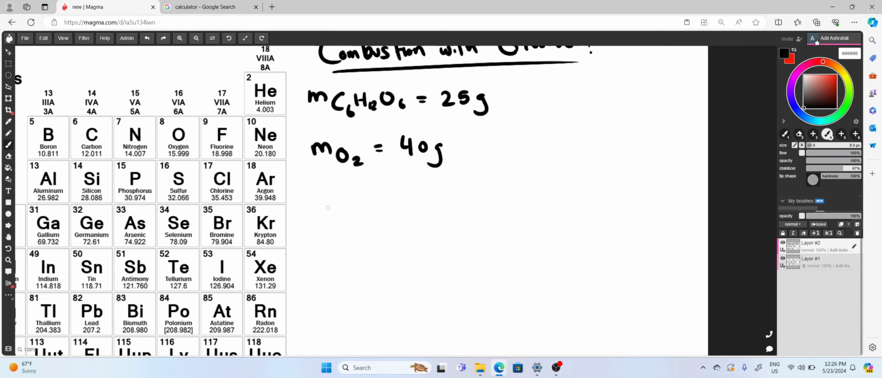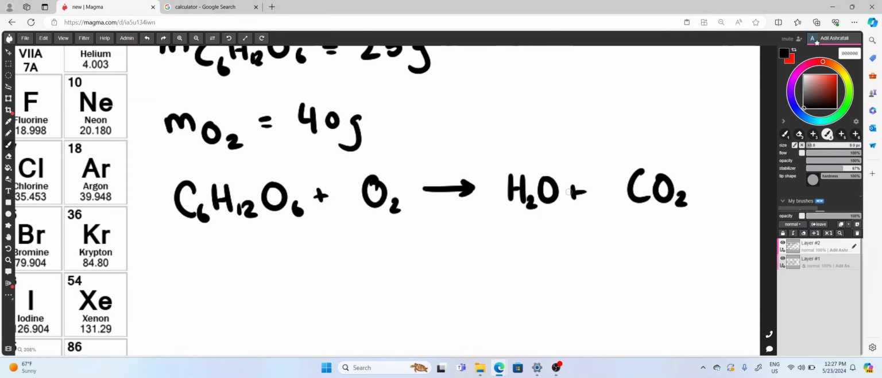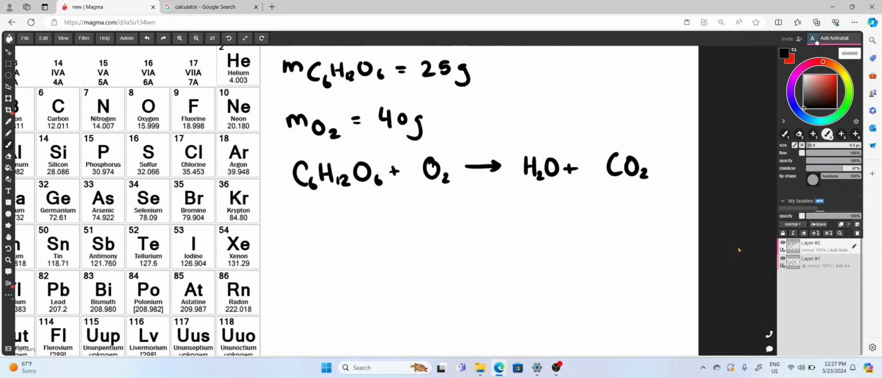So the balanced chemical equation would look something like this: C6H12O6, and then we're adding this with oxygen, and this is going to produce some water and some carbon dioxide plus some energy as an output, but I'm not going to include that. Okay, and we need to check if this is balanced. If it's not already balanced, then we would have to balance it. So let's just do a quick tally.